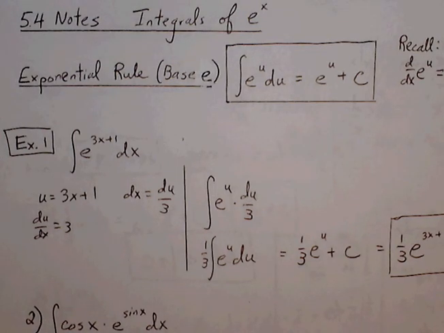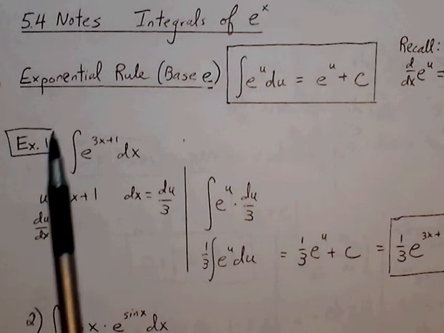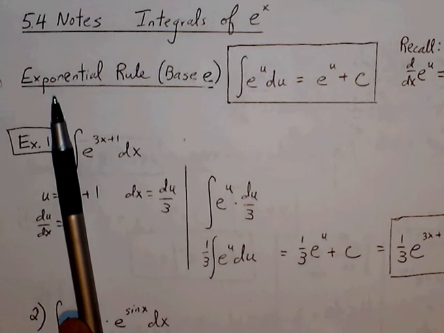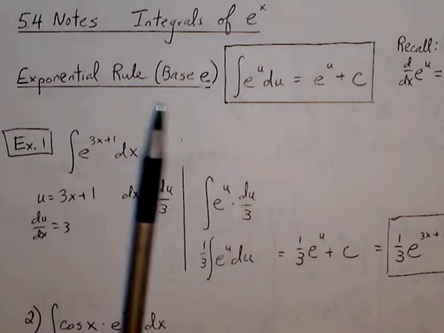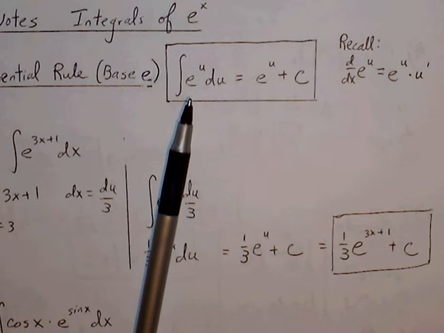All right, these are notes from section 5.4, integrals of e to the x. So we're going to look at the exponential rule for base e. Now the integral of e to the u du is simply going to be e to the u plus c.